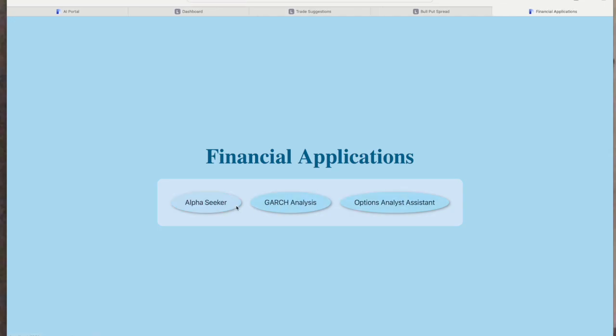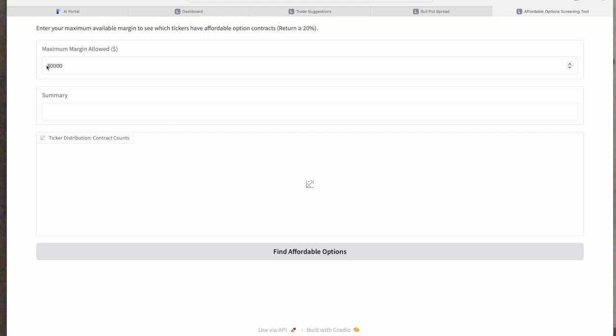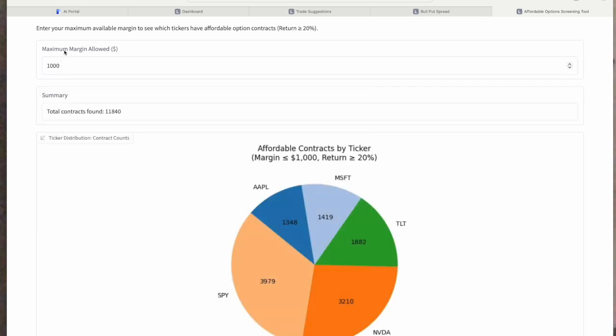The affordable options, because there's no point in looking at these things if you can't afford to participate. So you need a margin and all the things, the brokerage fees. So let's look at the margins that are affordable in our database. So for the maximum margin of $1,000, that's all we need to get into a position. There are 11,000 contracts in the database that we can get into for $1,000. Are they good? Are they bad? That requires further analysis. But we want to know what our budget is before we start looking at things.